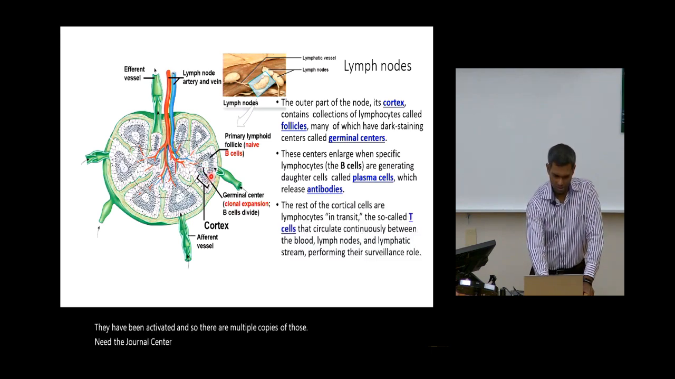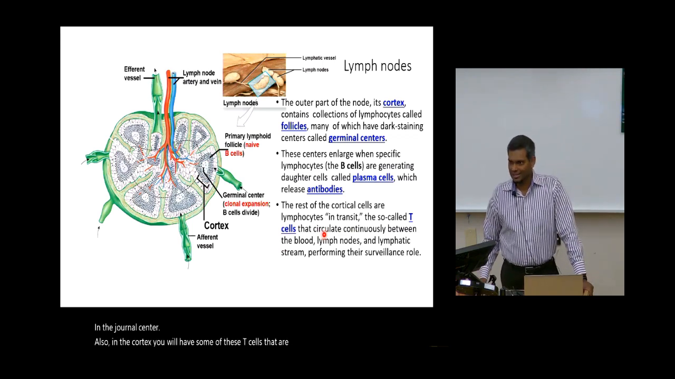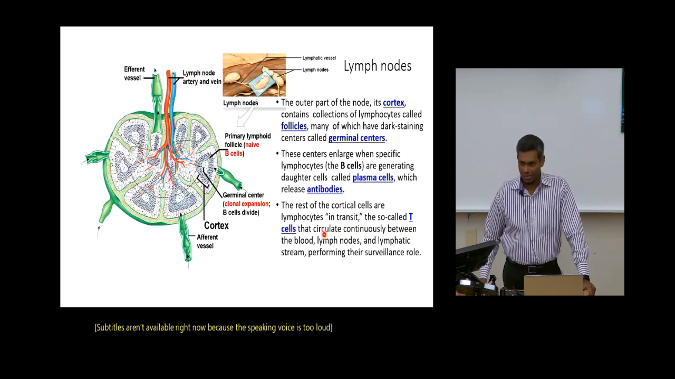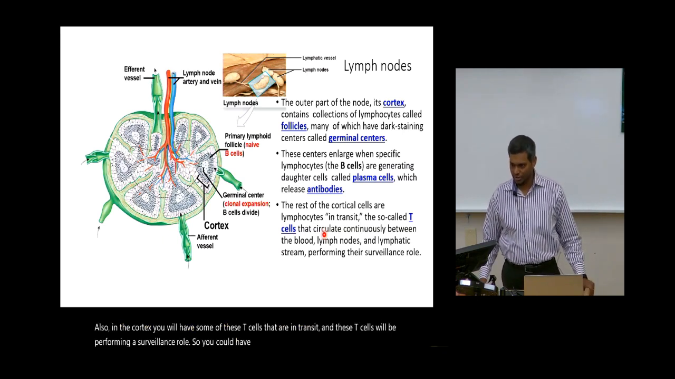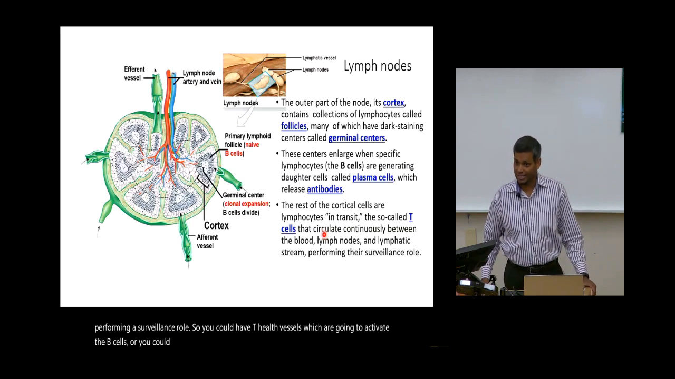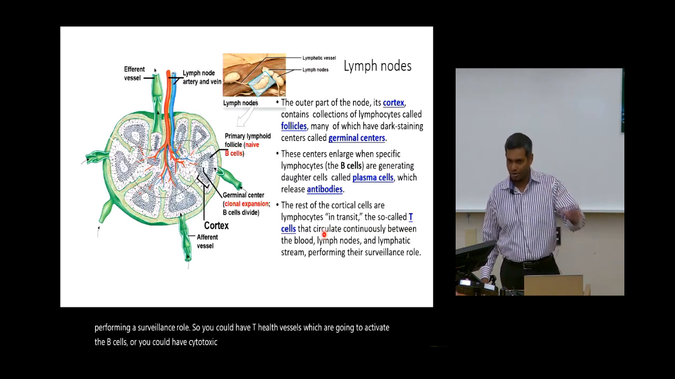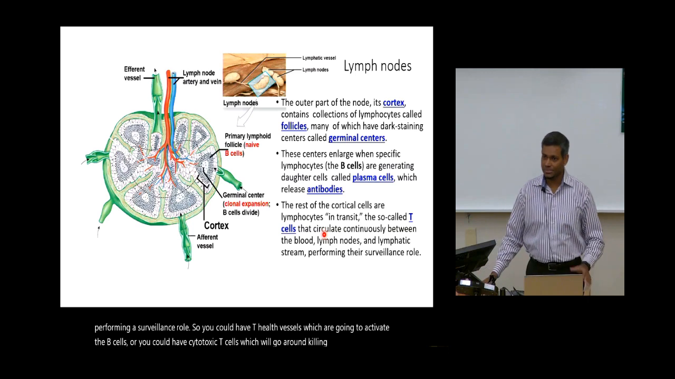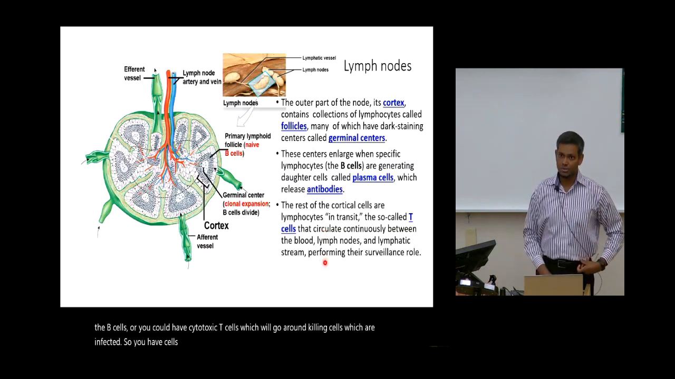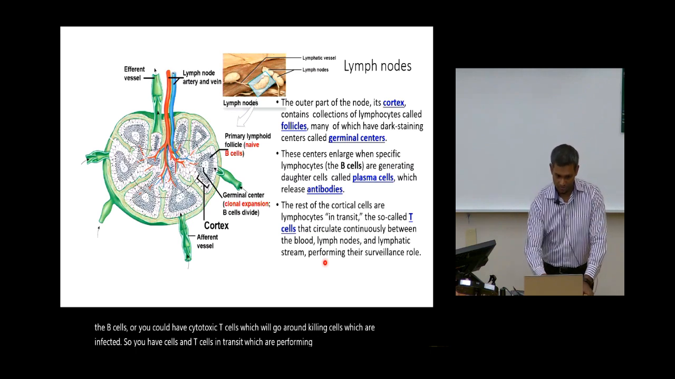Also in the cortex you will have some T cells that are in transit, and these T cells will be performing a surveillance role. So you could have T helper cells which are going to activate the B cells, or you could have cytotoxic T cells which will go around killing cells which are infected. So you have T cells in transit which are performing a surveillance function.